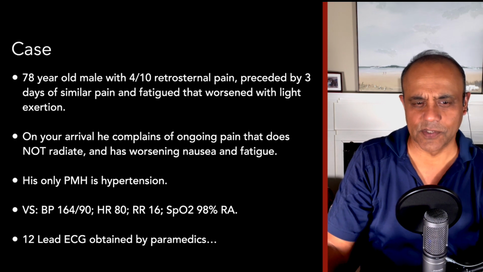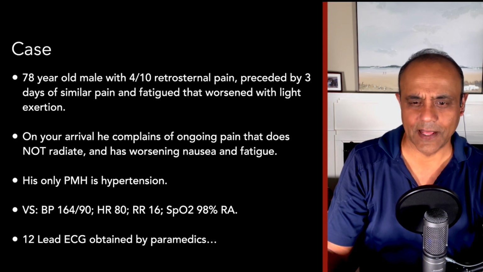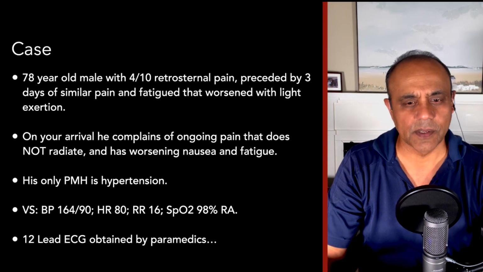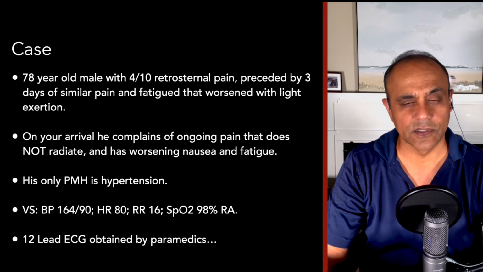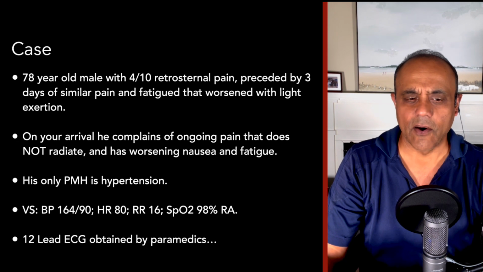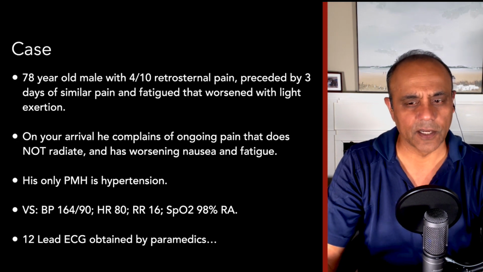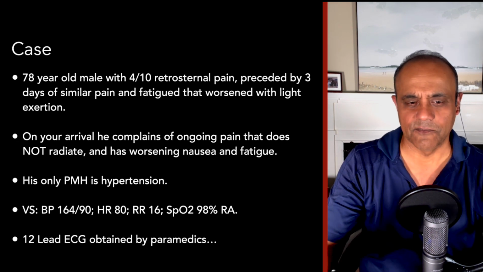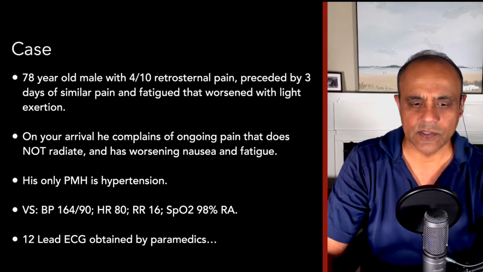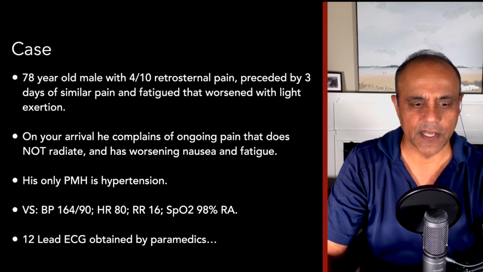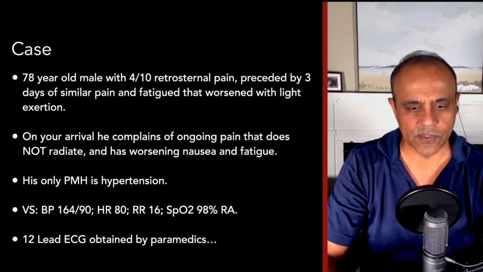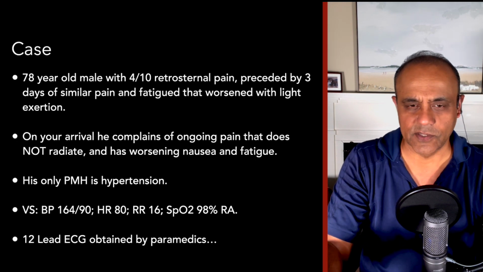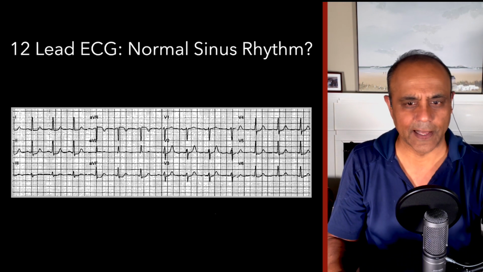So here's the case. This was a 78-year-old male with 4 out of 10 retrosternal chest pain, preceded by 3 days of similar pain and fatigue that worsened with light exertion. On paramedics' arrival, he complained of ongoing pain that didn't radiate and worsened with nausea and fatigue. His only past medical history was hypertension, and his blood pressure was slightly elevated, but the rest of his vital signs seemed to be okay. Paramedics got a 12-lead ECG, and here is what it looked like.